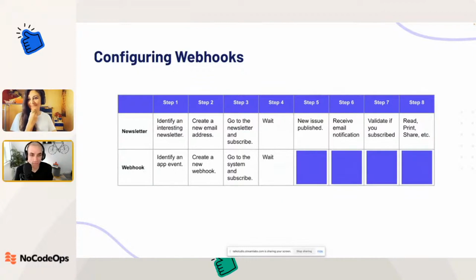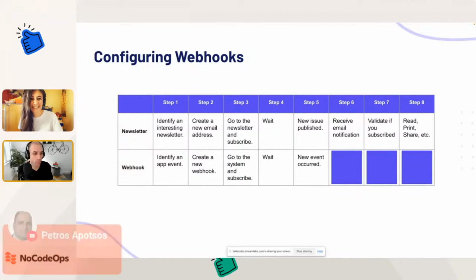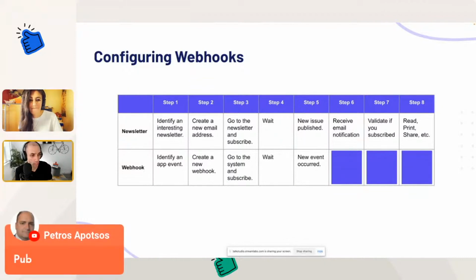So in the case of the newsletter, step 5 is a new issue is published. What is the corresponding event in a webhook case? So what are we waiting for? Actually, publish is the correct answer. Here I mentioned new event occurred, but as soon as that event occurred, that event is also published.